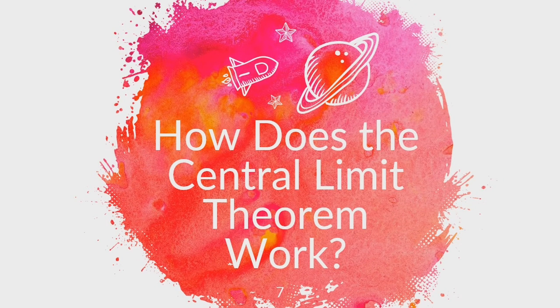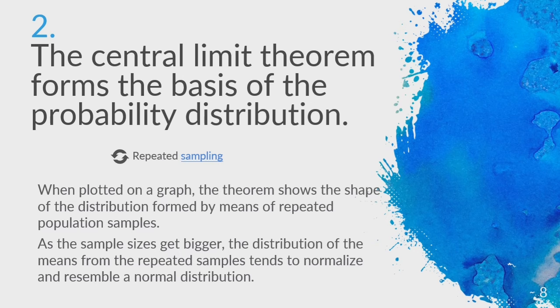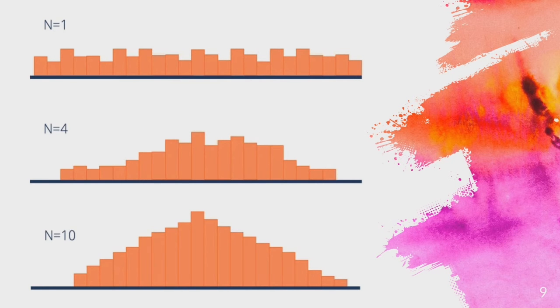The next thing I'll explain to you is how the Central Limit Theorem works. The Central Limit Theorem forms the basis of the probability distribution. It makes it easy to understand how population estimates behave when subjected to repeated sampling. When plotted on a graph, the theorem shows the shape of the distribution formed by means of repeated population samples. As the sample sizes get bigger, the distribution of the means from the repeated samples tends to normalize and resemble a normal distribution. The result remains the same regardless of what the original shape of the distribution was.